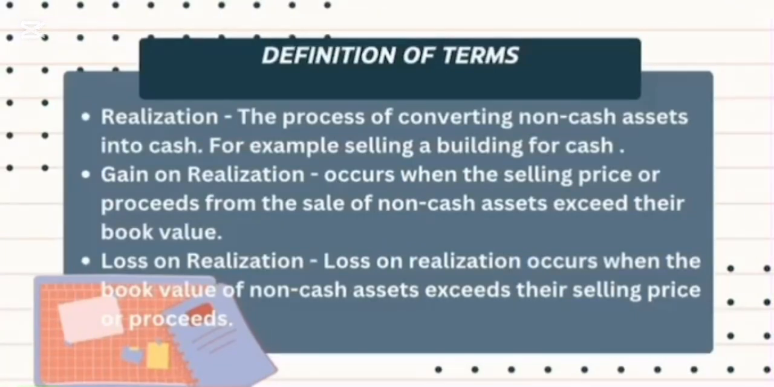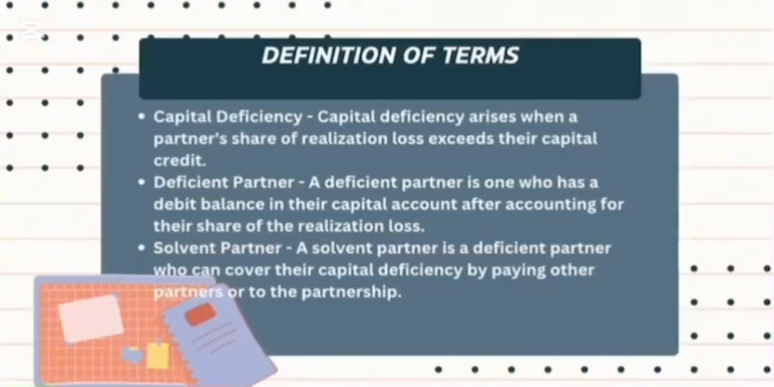Loss on realization. Loss on realization occurs when the book value of non-cash assets exceeds their selling price or proceeds. Example, if merchandise costing 20,000 is sold for 18,000, the difference of 2,000 is considered a loss on realization because the proceeds are less than the book value, indicating a sale at a loss.